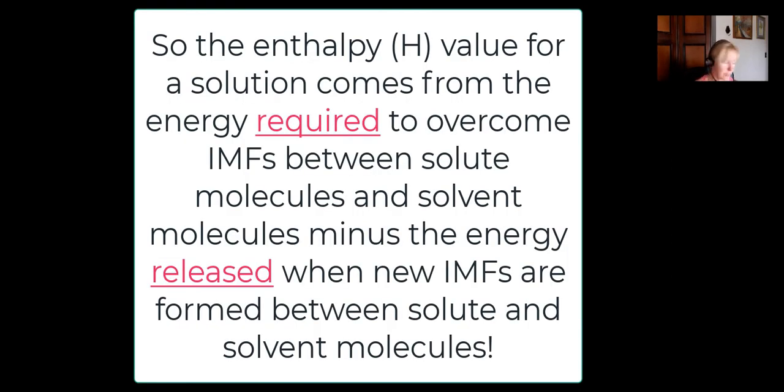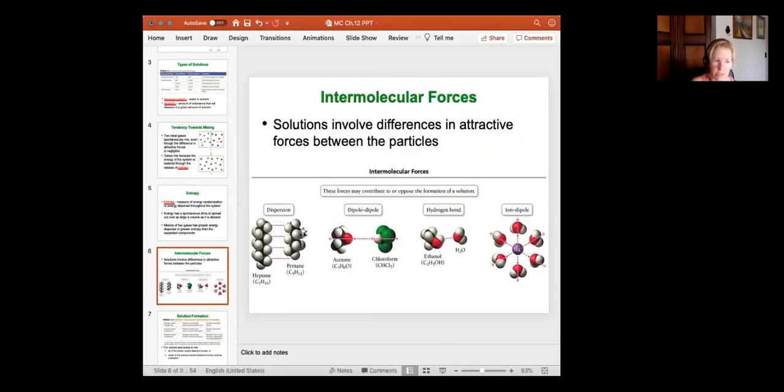So we did a lot of review all the way through to intermolecular forces in your textbook. In part 2, we'll pick up and talk about heats of solution, and specifically look at these different types of forces that we have to overcome.